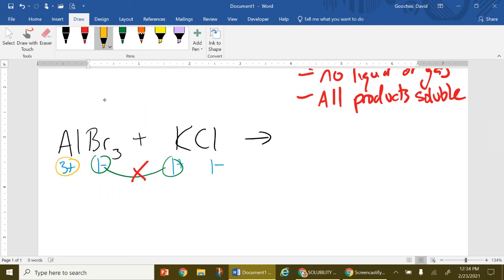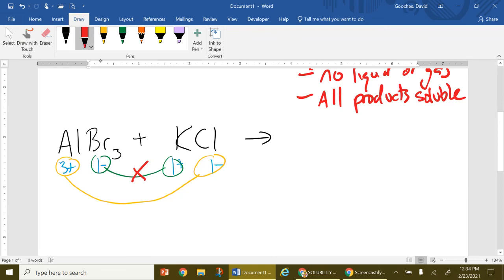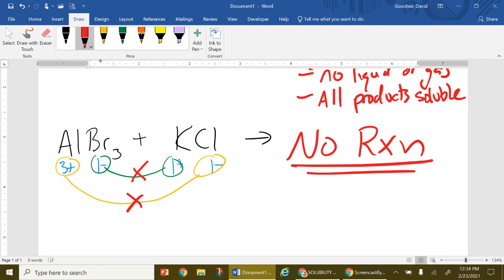Okay, well, in that case, I'll put aluminum with chloride. But before you go any farther, you can look it up. Aluminum chloride is also a soluble compound, okay? And so as a result here, you could just write no reaction. That's it. That's all you do. You don't even need to do the crisscrossing. You don't even need to balance. This is enough to get you full credit.